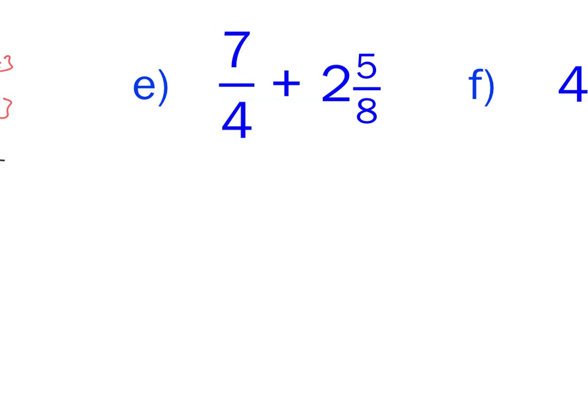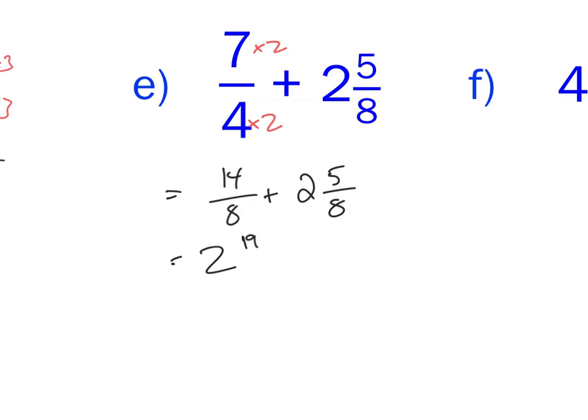So what do we multiply 4 by to get 8? 2. So we multiply the top by 2 as well. So we get 14 over 8 plus 2 and 5/8. Now we can proceed as we normally might. Because this is a 0, 0 plus 2 is 2. And it's going to look goofy, but 14 plus 5 is 19 over 8.